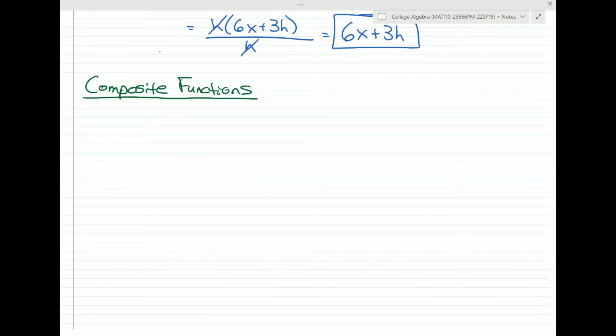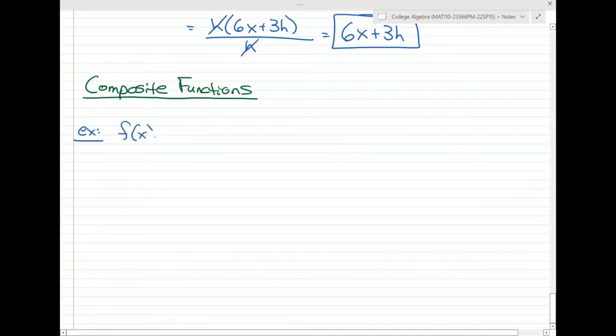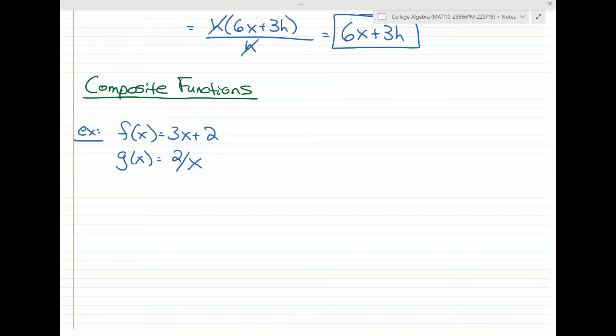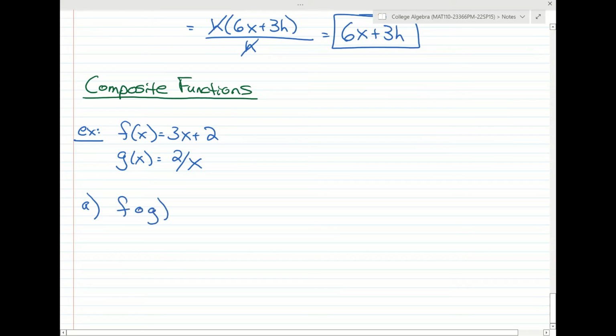Composite functions, remember we talked about before, are just a combination of functions. So we'll just get right into it. What if I told you f of x is equal to 3x plus 2, and g of x is equal to 2 over x. So I'll ask you, find f of g of 3.